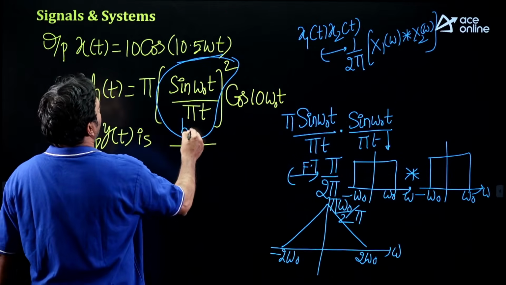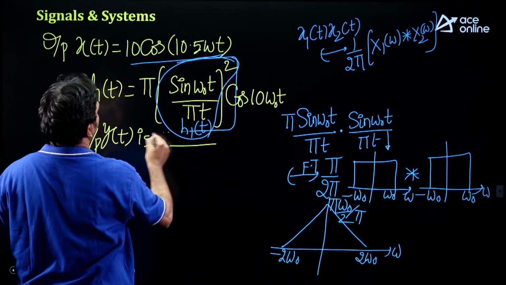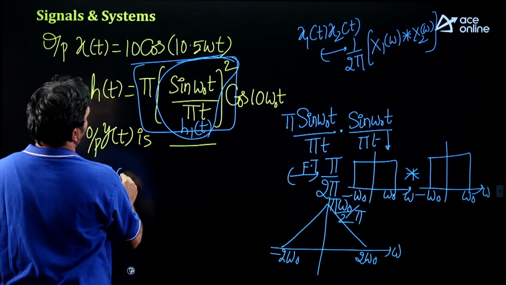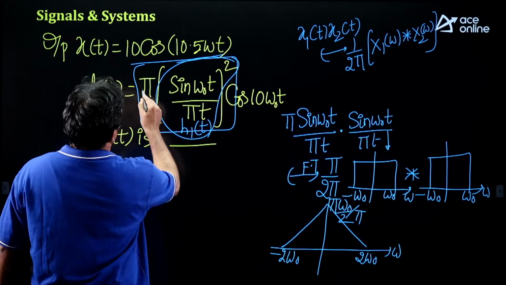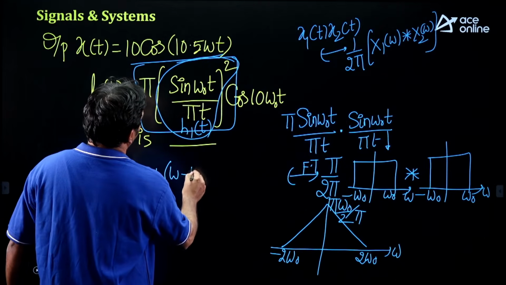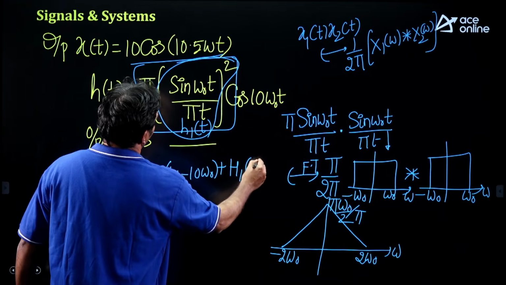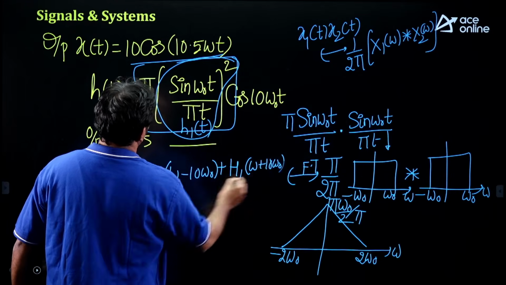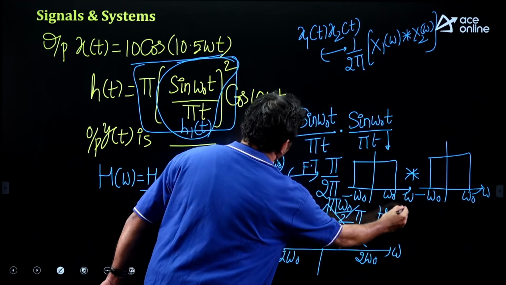If I feel this function like h1 of t, pi into this entire term, what is h of omega? h1 of t into cos omega naught t, again modulation property. h1 of omega minus 10 omega naught plus h1 of omega plus 10 omega naught, whole divided by 2. You feel this like h1 of omega.